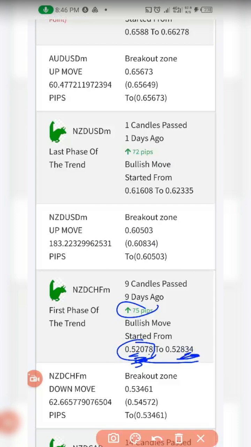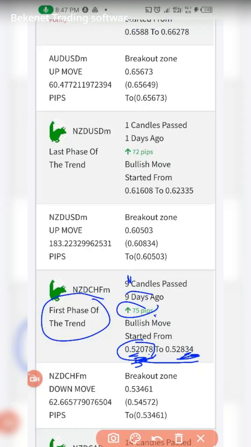So if you minus this from this, you'll be able to be getting 75 pips. So this trend direction is simply for professionals who can hold your trades for long, because this is 9 days for you to get this 75 pips. It's as simple as that. So we only take trades from the first phase.